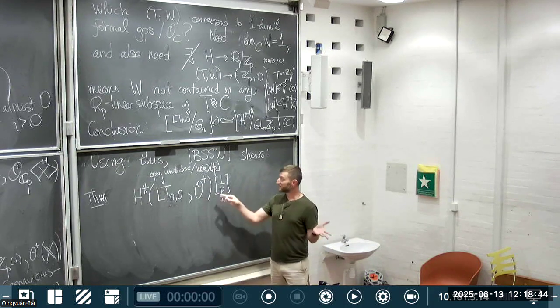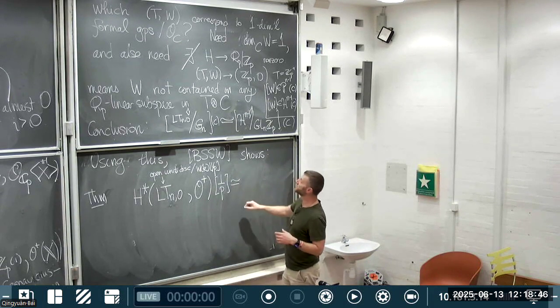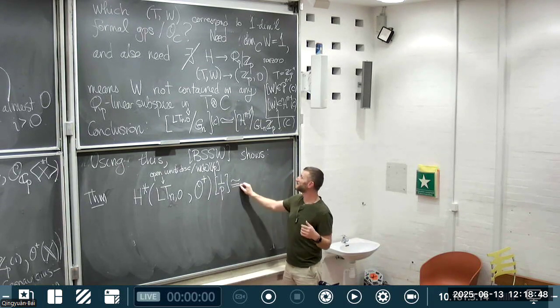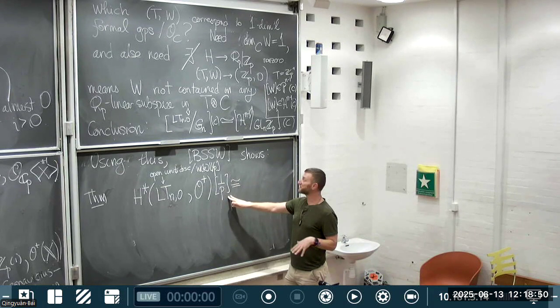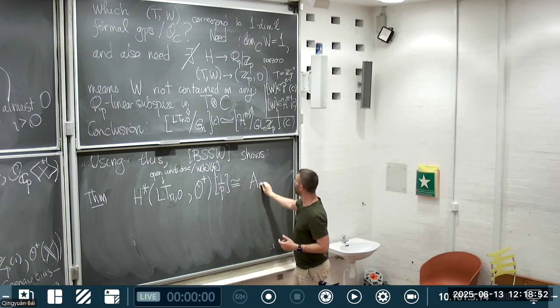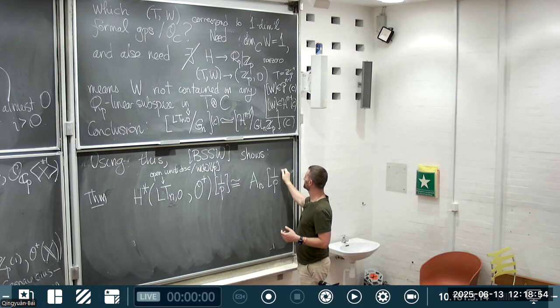Okay, great. What's this thing? It turns out to be isomorphic to just the H^0. In other words, this is acyclic. And what's the H^0? It's the ring A_N with p inverted.